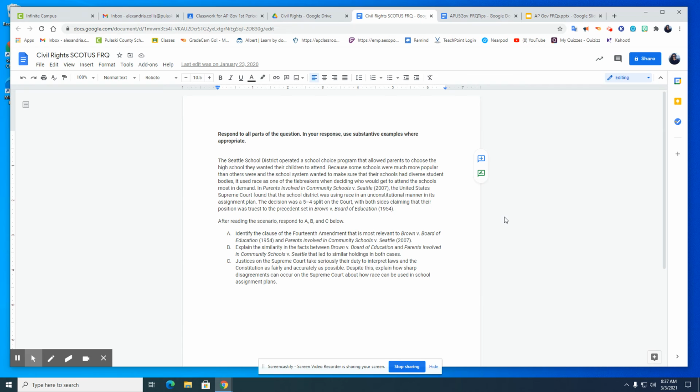And then in Part C: justices on the Supreme Court take seriously their duty to interpret laws and the Constitution as fairly and accurately as possible. Despite this, explain how sharp disagreements can occur on the Supreme Court about how race can be used in school assignment plans. So in Part C, you're really going to have to think back to the Judiciary Unit, where we talked about the different approaches justices can take when they're trying to interpret the Constitution. When you consider that, you'll be able to explain how disagreements can sometimes occur on the Supreme Court.